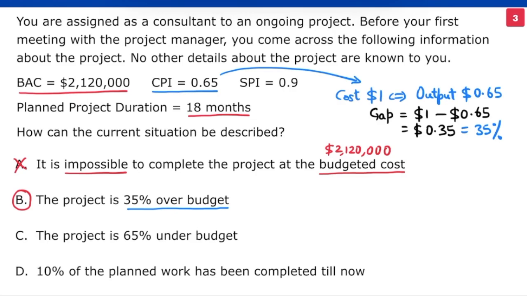Still, let's check C and D also. C is incorrect. We have already proved that the project is 35% over budget. What about D? 10% of the planned work has been completed till now. SPI is 0.9 or 90%. We have completed 90% of the planned work. 10% is incorrect. B is our choice. Let's move to the next problem.